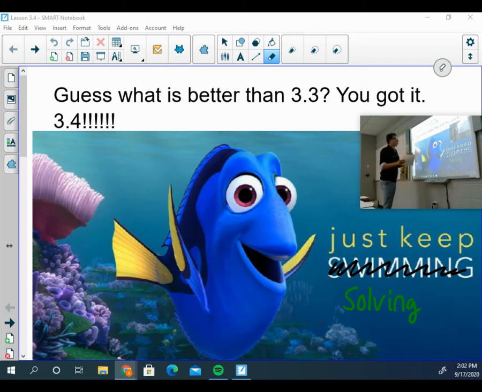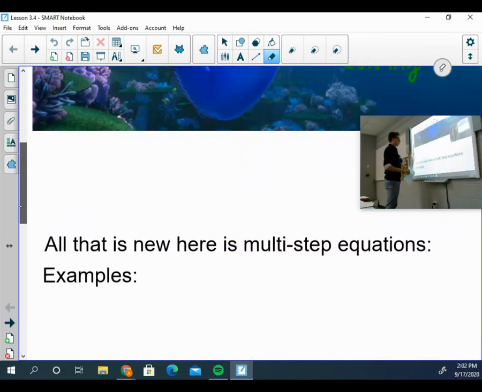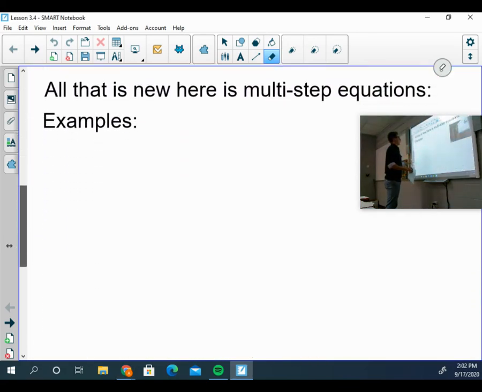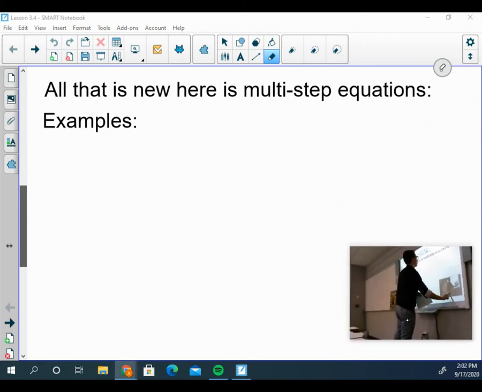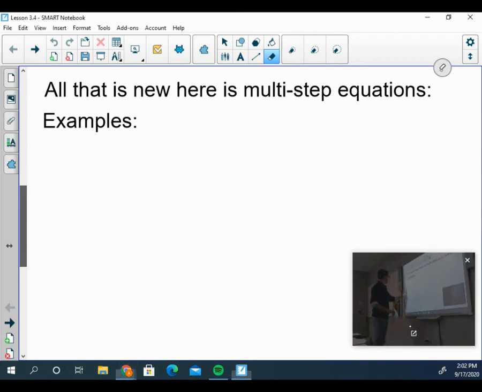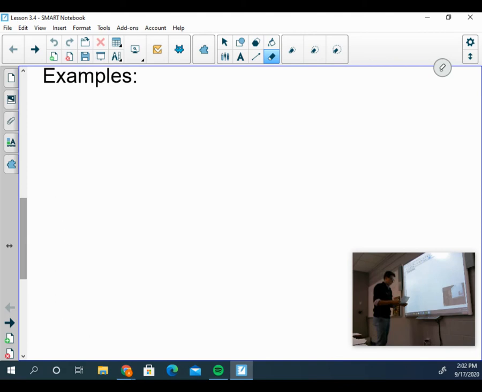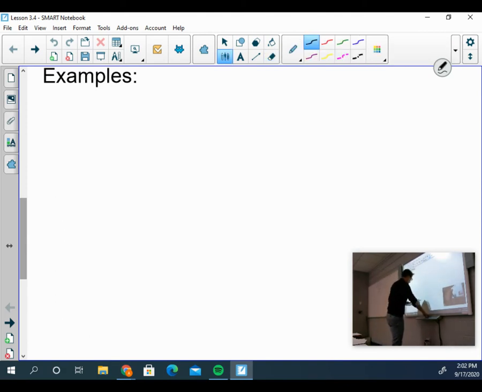Okay, so in 3.3, nothing's new. We're just going to get more complicated inequalities here. We're going to try more. We're going to keep solving. It's going to be great. So now we're going to do multi-step inequalities. Multi-step inequalities. So let's jump right into an example again.